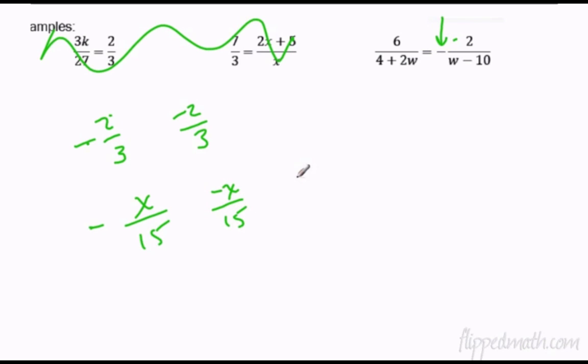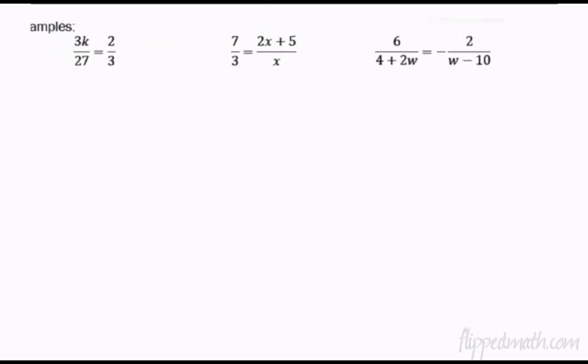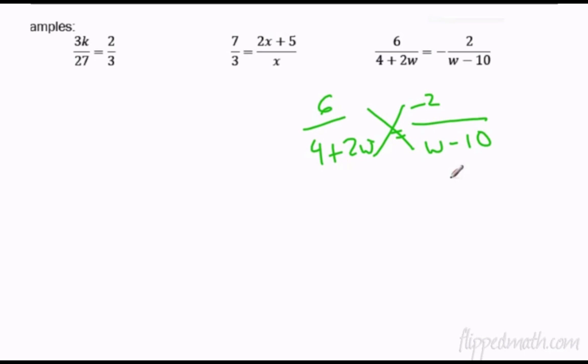You can do that. Alright, so clearing that up, going back here, I'm just going to rewrite this as 6 over 4 plus 2w equals negative 2. I'm going to put that right in the top so it's clear. Negative 2 over w minus 10. Now I can do my cross multiplying, and I'll make sure that nothing gets messed up by that. So 6 times, here's our cross multiplying, 6 times w minus 10.